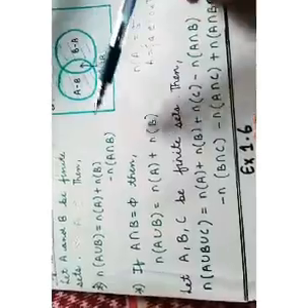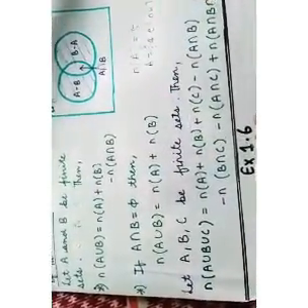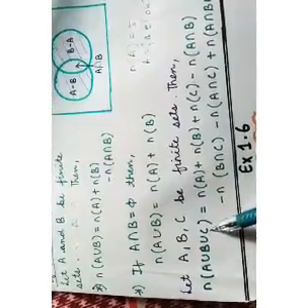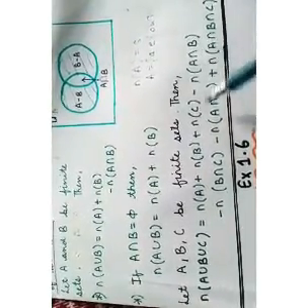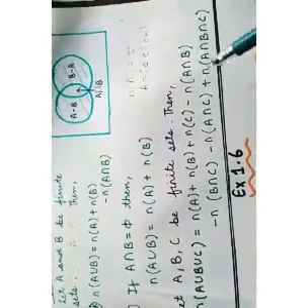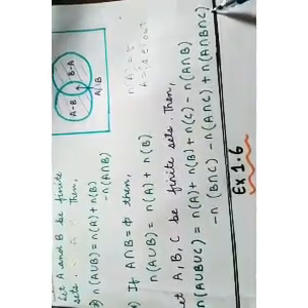Now let us suppose that we have three finite sets, A, B and C. Then the same formula will take this form. n of A union B union C will be equal to n of A plus n of B plus n of C minus n of A intersection B minus n of B intersection C minus n of A intersection C plus n of A intersection B intersection C. Similarly, if we have four sets, say A, B, C and D, we can write the formula for that in the same way, that is n of A union B union C union D and so on.